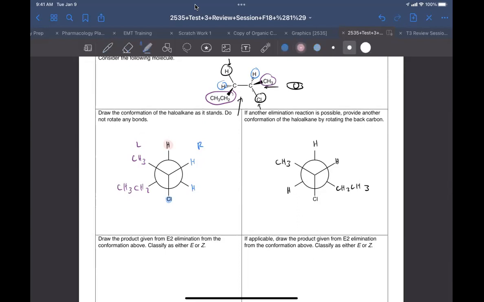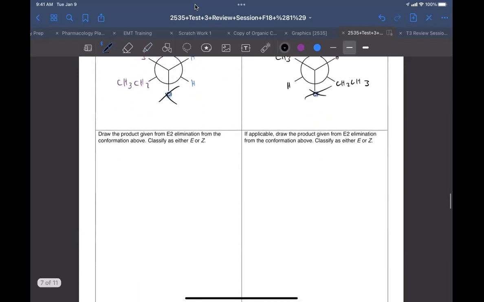These are plausible Newman projections, because right here we have valid beta hydrogens that can be anti-periplanar to chlorine, which is our leaving group. In our E2 reaction, these would be swooped down and taken, so they're out of the picture. Just ignore them.